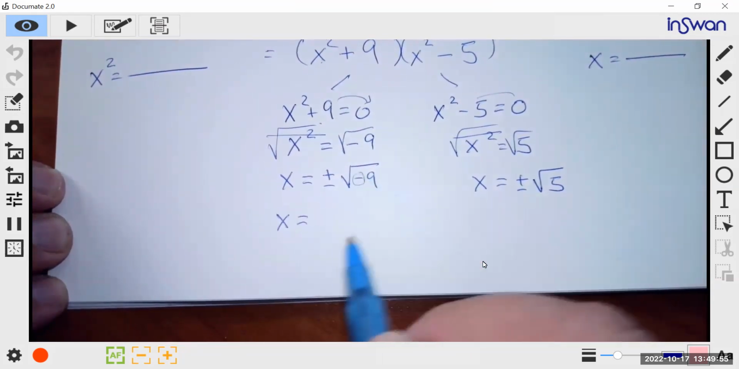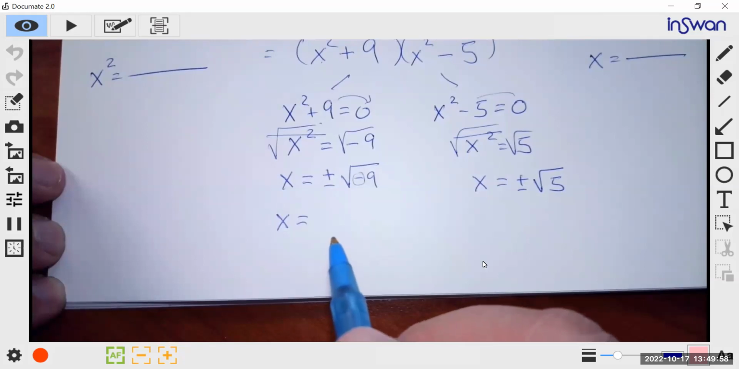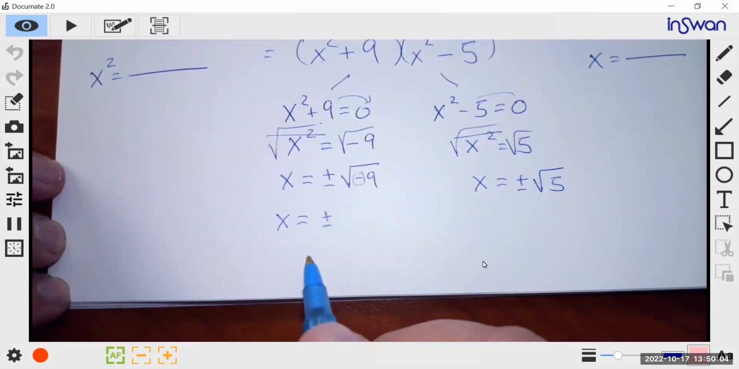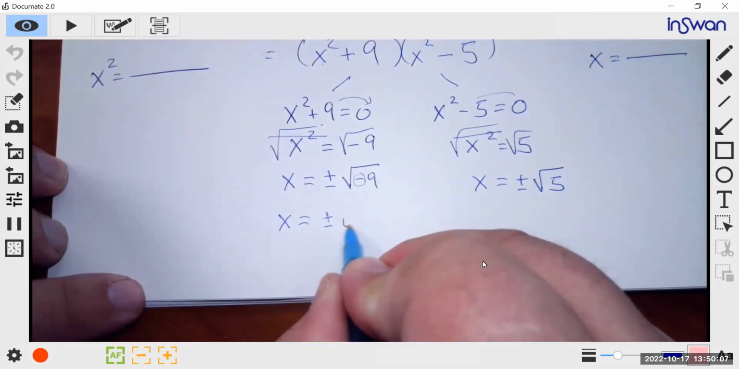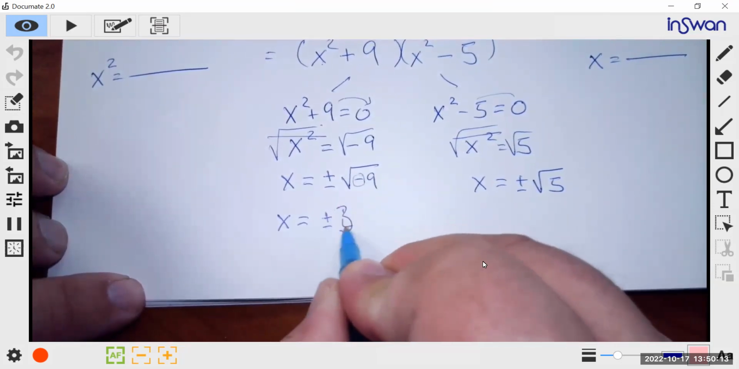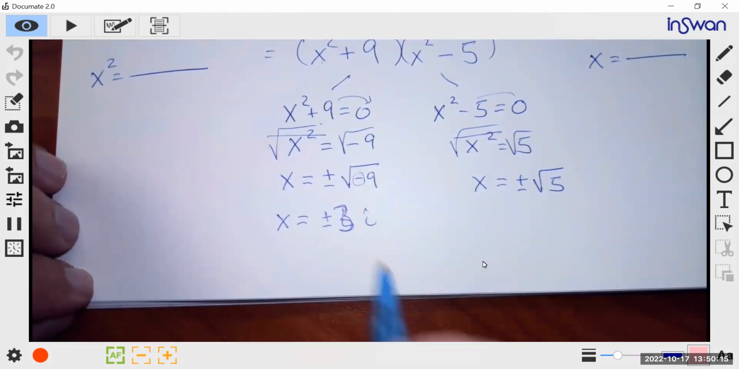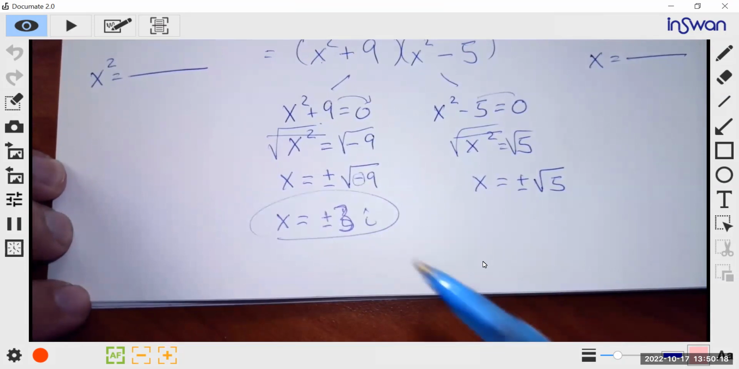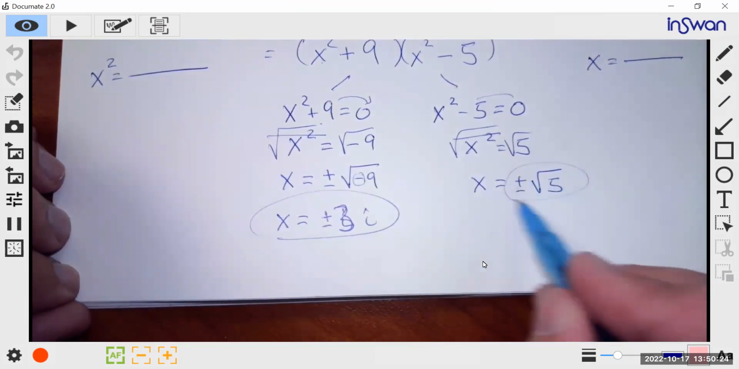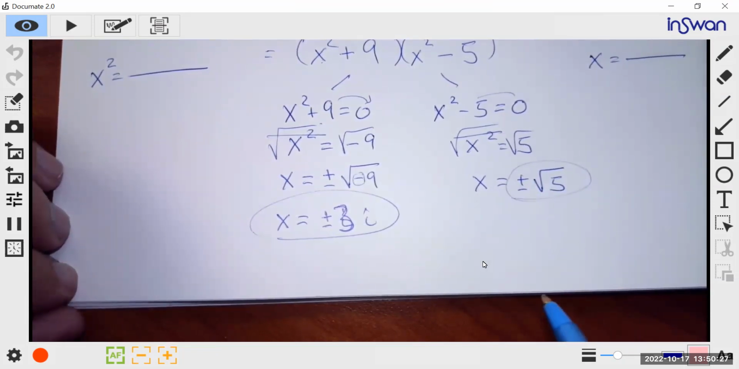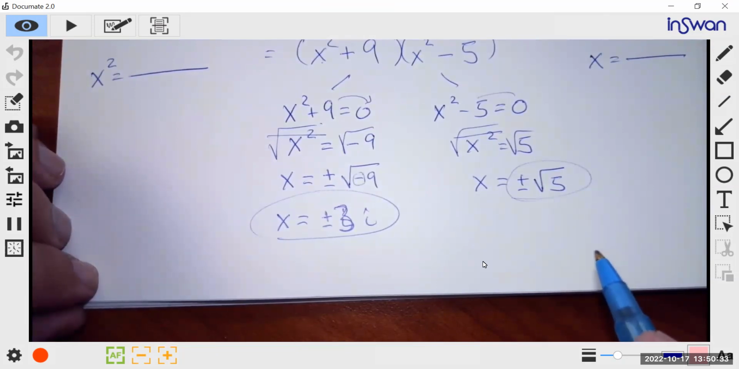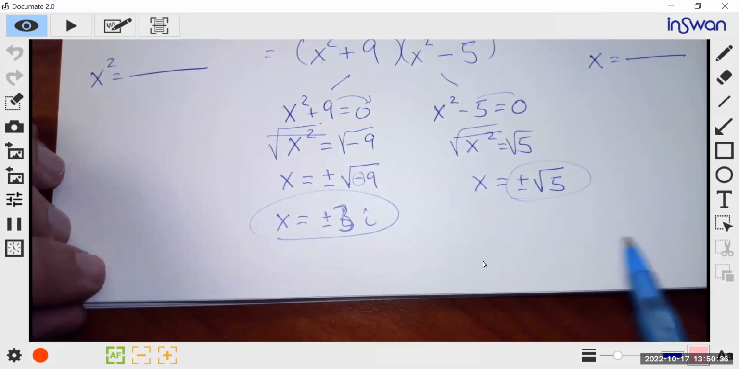This one has a negative inside there. So what happens to that negative? The square root of a negative is what? Very good. And the square root of 9 is 3. So it's 3i. So those are your first two. So they're imaginary, which means those are not x-intercepts. So they're not zeros. These two, on the other hand, are, since they're real numbers. The square root of 5 is just a little bit above 2. The square root of 4 is 2. So square root of 5 is like 2.1, 2.2.